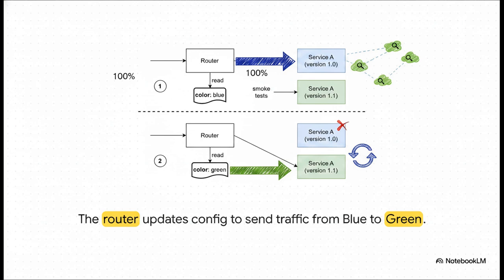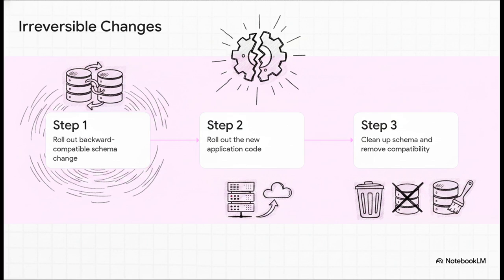And the real magic here? The instant rollback. If the new Green version suddenly starts throwing weird errors, you literally just reconfigure the router to point right back to Blue. That's great for code, but what happens when you have an irreversible data change? Something like updating a complex database schema. You definitely can't just flip a router switch for that.